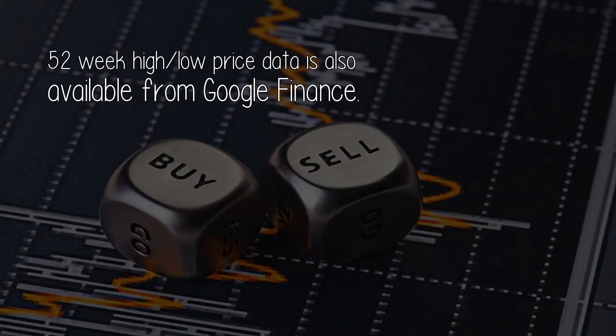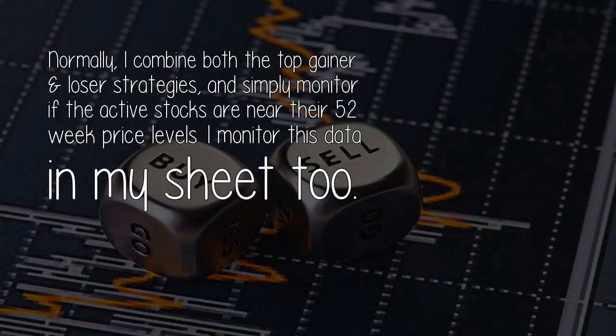52-week high/low price data is also available from Google Finance. Normally, I combine this with the top gainer and loser strategies, and simply monitor if the active stocks are near their 52-week price levels. I monitor this data in my sheet too.